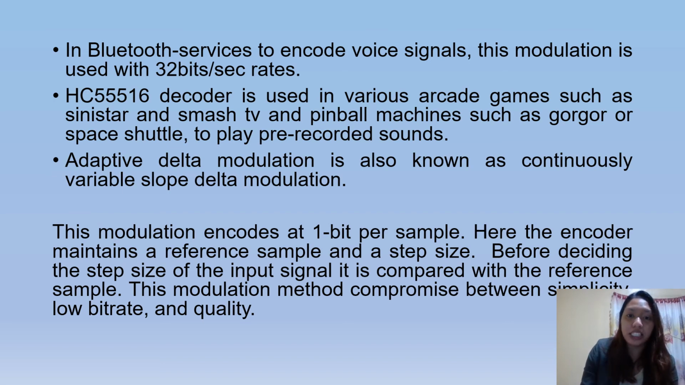Adaptive delta modulation is also known as continuously variable slope delta modulation. This modulation encodes at 1 bit per sample. Here, the encoder maintains a reference sample and a step size. Before deciding the step size, the input signal is compared with the reference sample. This modulation method compromises between simplicity, low bit rate, and quality.